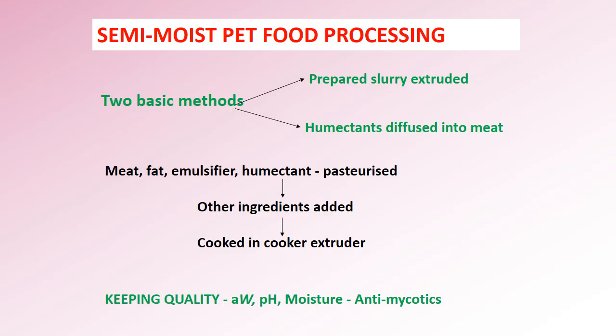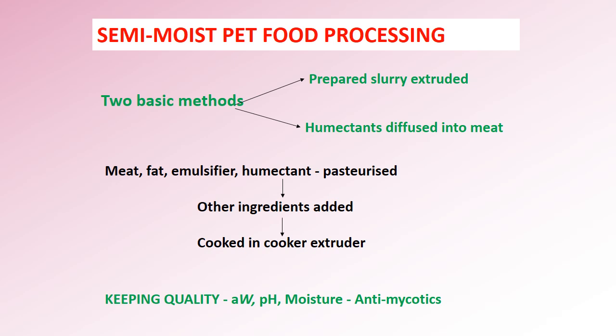Here we will briefly discuss semi-moist pet food processing. There are basically two methods. One is to prepare a slurry, which is then extruded, mostly by manual operation, not like actual automatic extrusion. The other option is humectants diffused into the meat. It's a chemical mixture which is diffused into the meat, which will absorb the moisture.